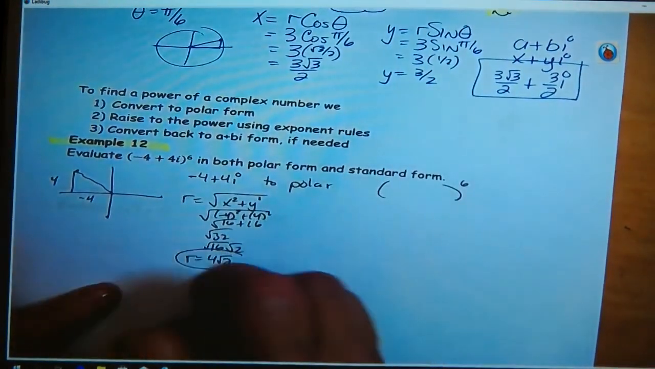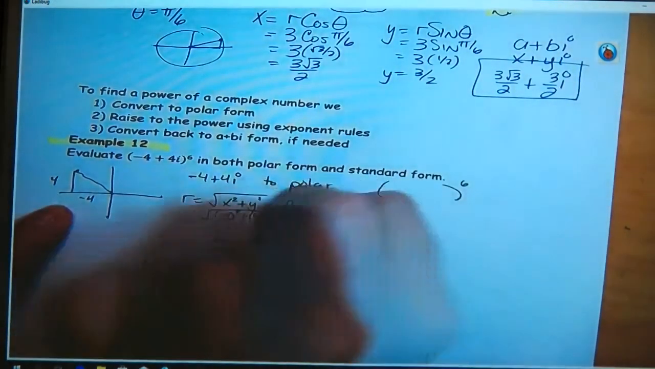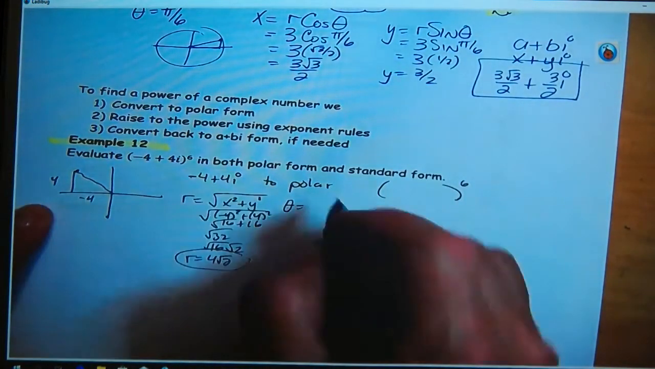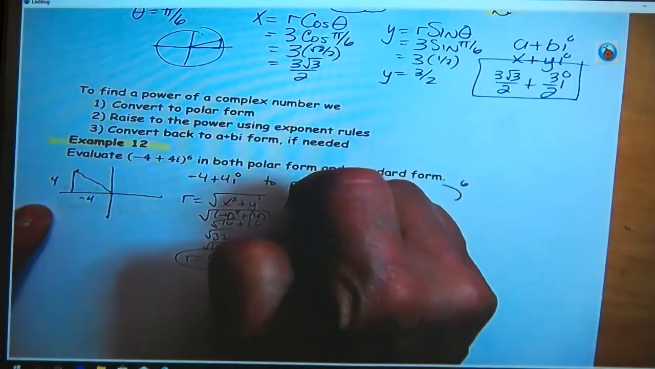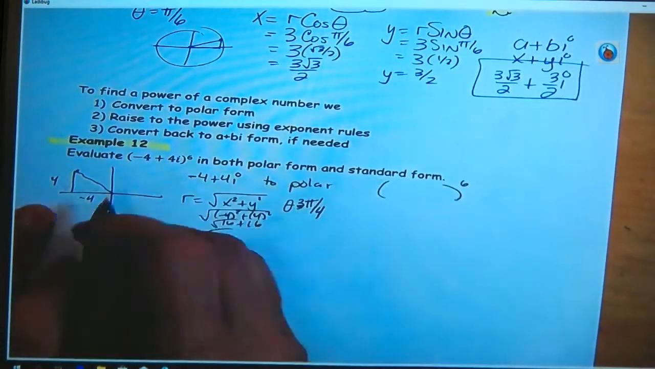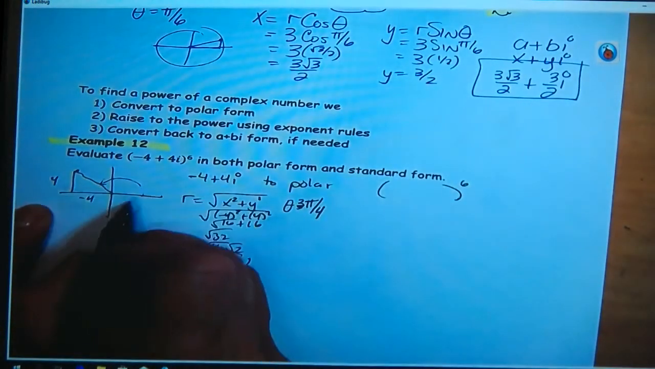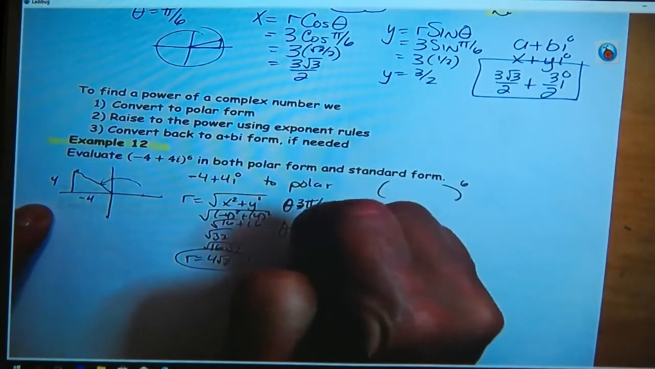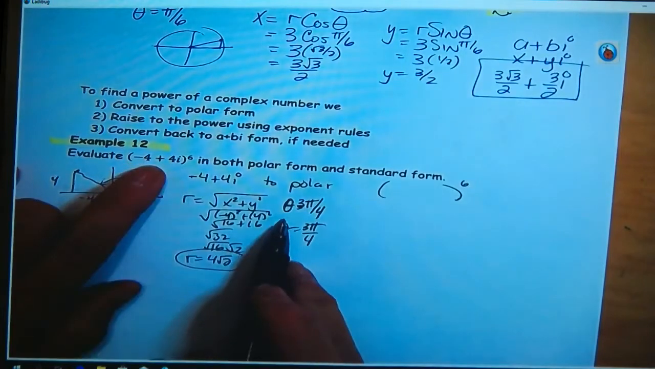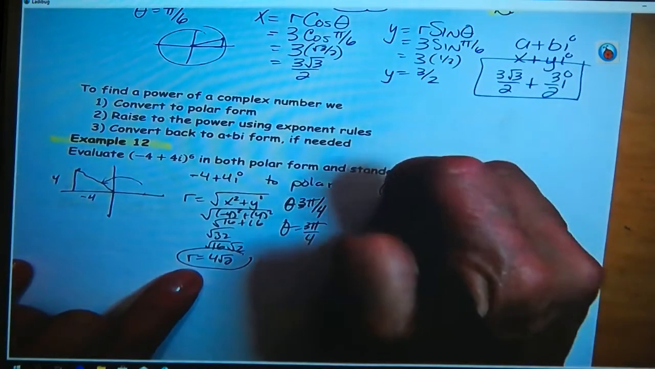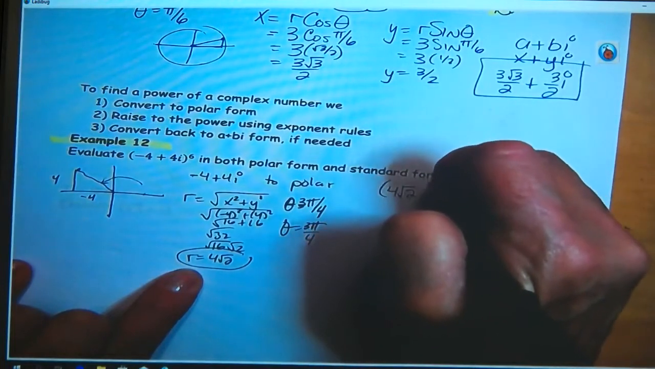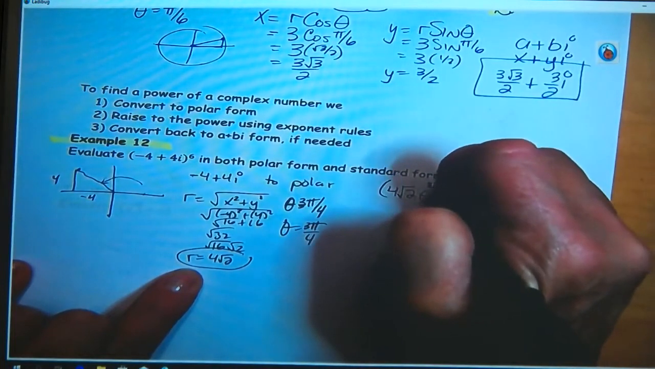So there's my r. Now my theta is in quadrant 2, and I already know if the tangent is -1, it's 3 pi over 4, because look at your unit circle. So theta equals 3 pi over 4. So to write this in polar coordinates would be 4 radical 2 e to the 3 pi over 4 i.